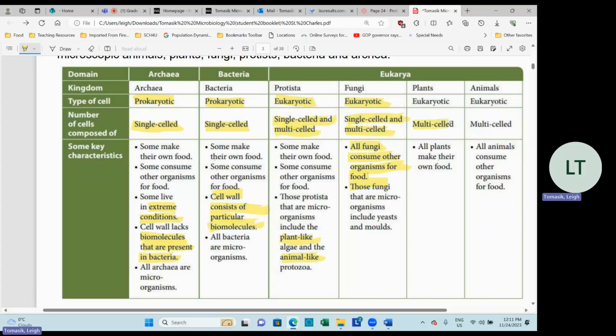Plants are multicellular and eukaryotic. They have a nucleus. They consist of more than one cell. They all make their own food. Animals are eukaryotic. They have a nucleus. They're multicellular and they can move. And all animals consume other organisms for food. So we don't have any photosynthetic animals yet.